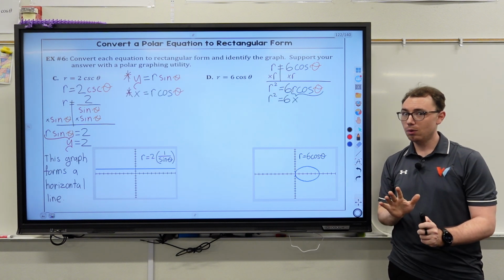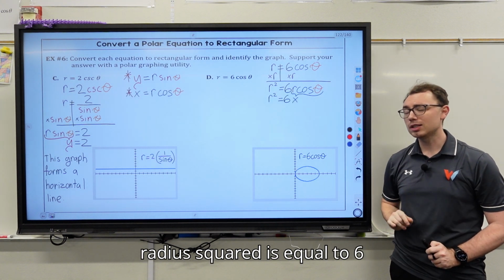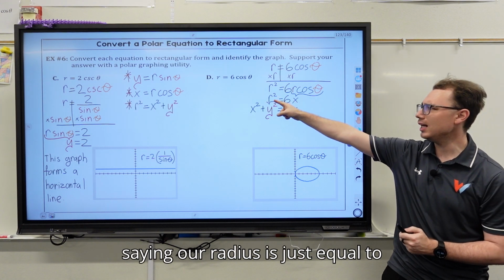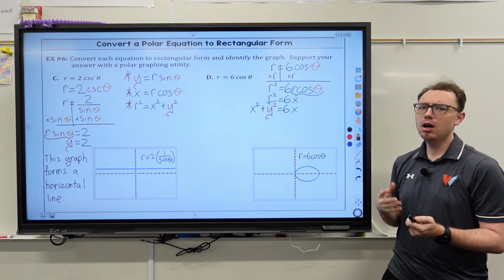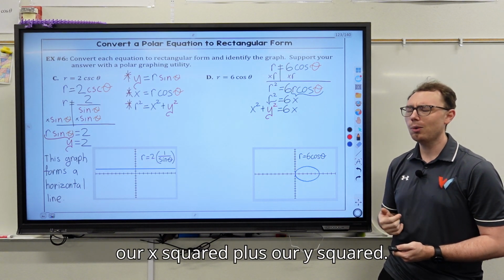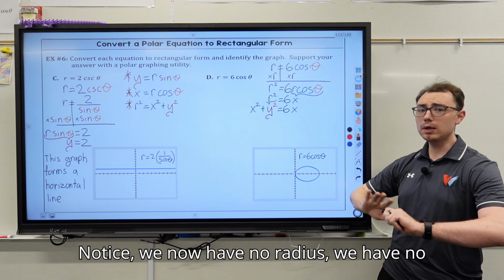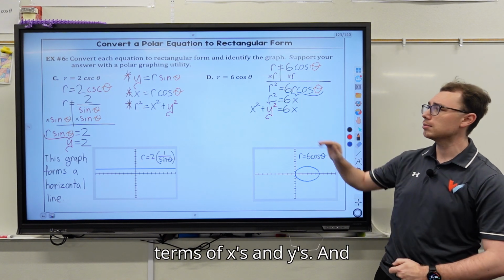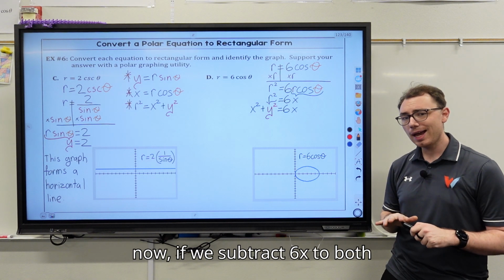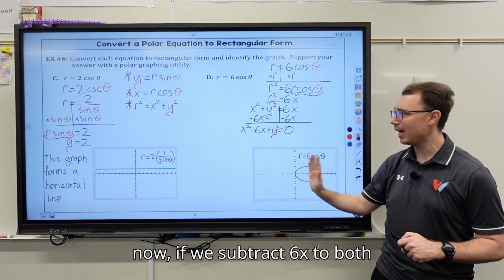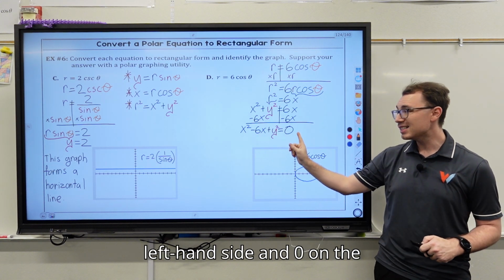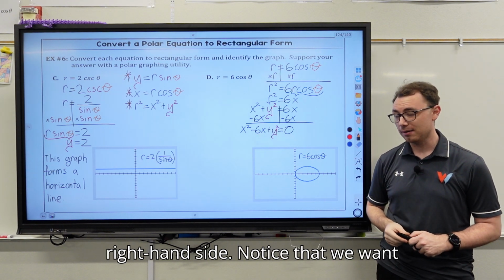Now that we have radius squared is equal to 6 times x, we can convert this by saying our radius squared is just equal to our x squared plus our y squared. Notice we now have no radius, we have no theta, we just have this equation in terms of x's and y's. And now if we subtract 6x from both sides, we have all of this on the left-hand side and 0 on the right-hand side.